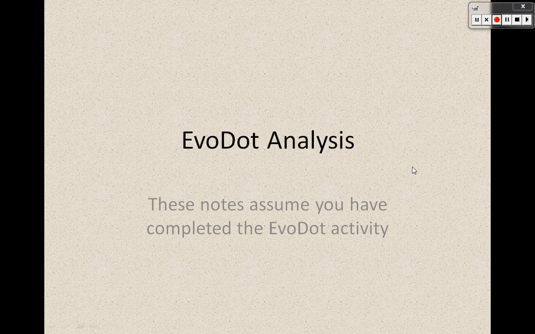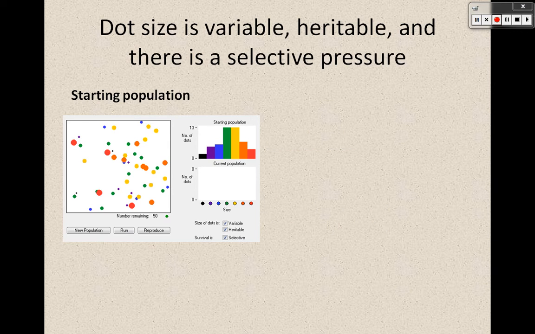These are notes on the EvoDot activity, and some people have expressed that they wanted a little more guidance and a little definition of some of the terms we used. So this is meant to accompany the EvoDot activity, and they assume that you've done the activity.